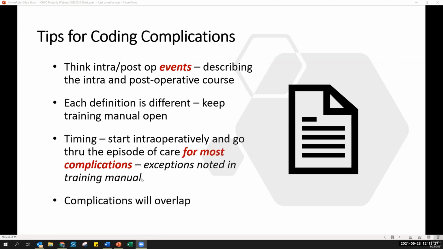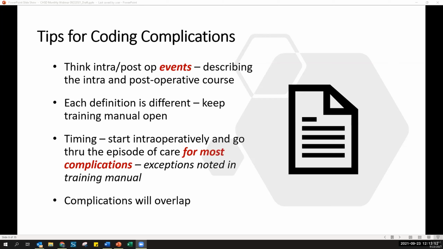So two, keep your training manual open. Every complication definition is different. Some require that it be a new onset, a new finding, such as renal failure needs to be new onset renal failure. Other things, it doesn't matter if you had it postoperatively or not. So always keep your manual open. There is no way that you can memorize the definitions of all of these complications.